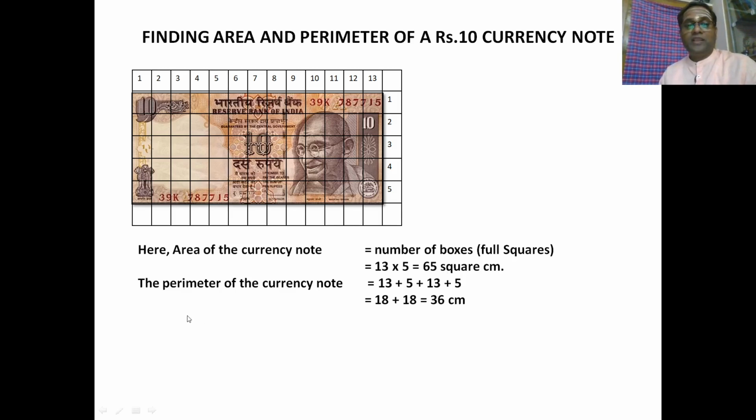The perimeter of the currency note would be 13 centimeter side plus 5 centimeter plus 13 centimeter plus 5 centimeter. So 13 plus 5 makes 18 and double of 18 makes 36. So the boundary or the perimeter of the 10 rupee currency note is 36 centimeter.